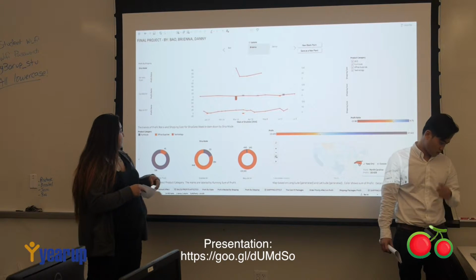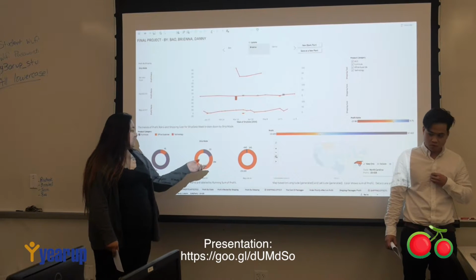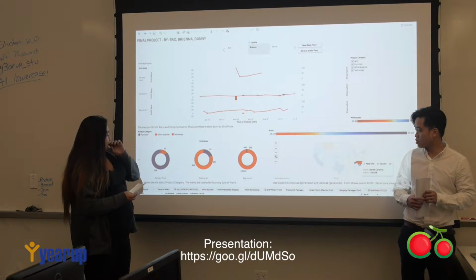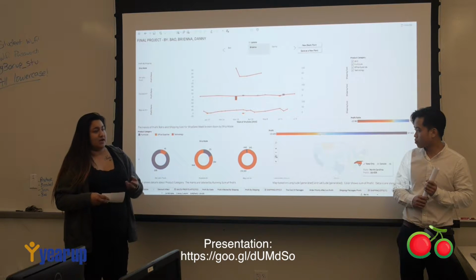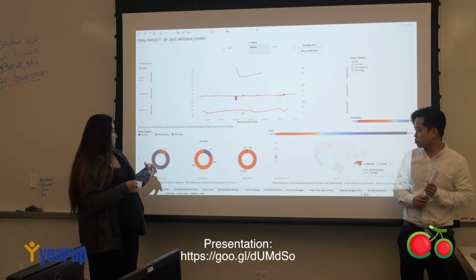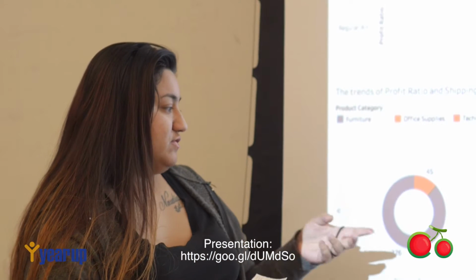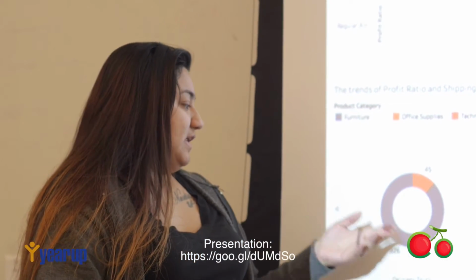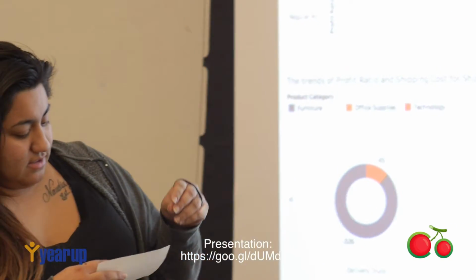So in North Carolina, you can see right here in technology, we use regular air, and it is actually bringing negative profit. We wanted to see if we could discourage the regular air shipping method, so we could make more profit instead of losing profit, and encourage them to use something else. Even though we have all negative right here, it would still be less loss in delivery truck than in regular air.